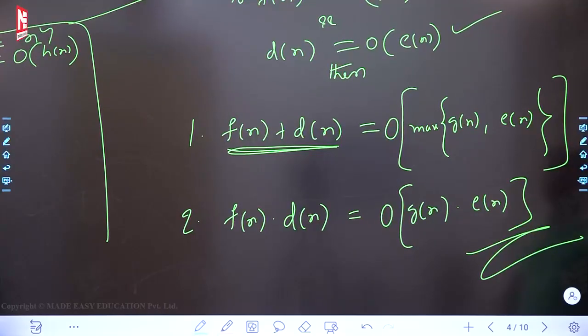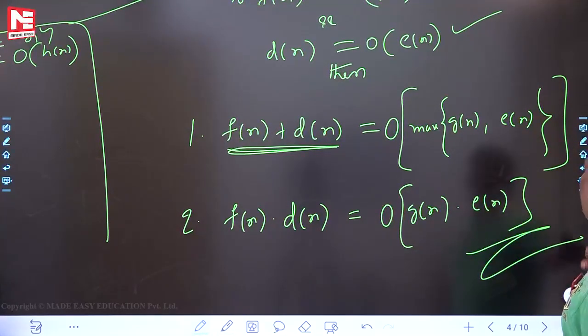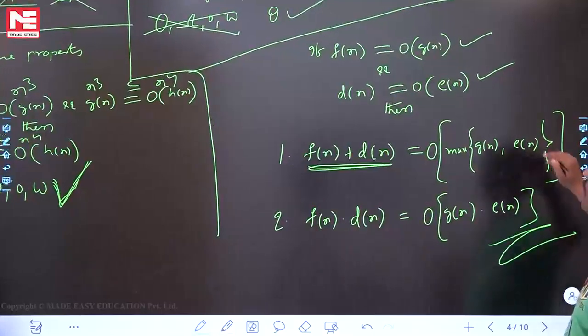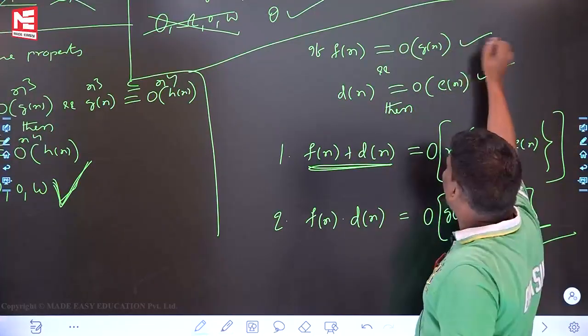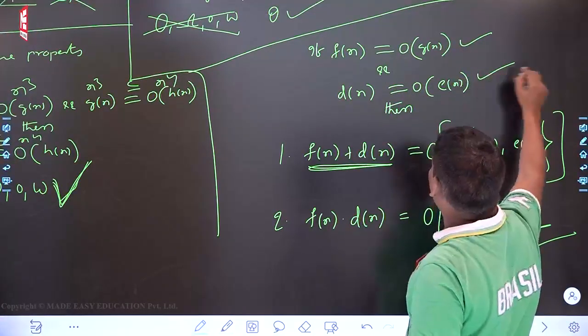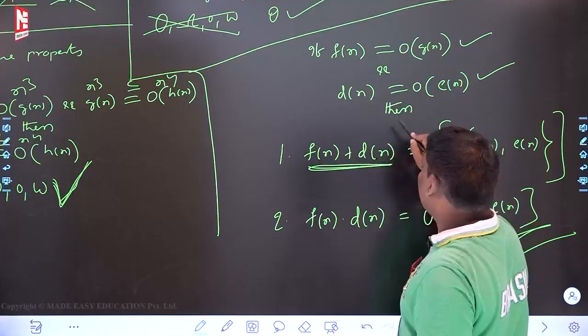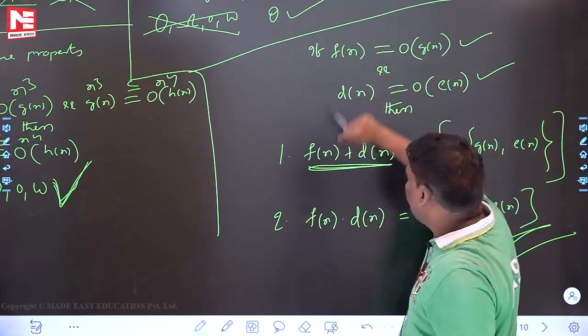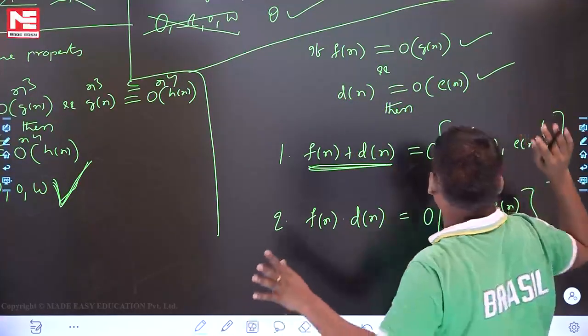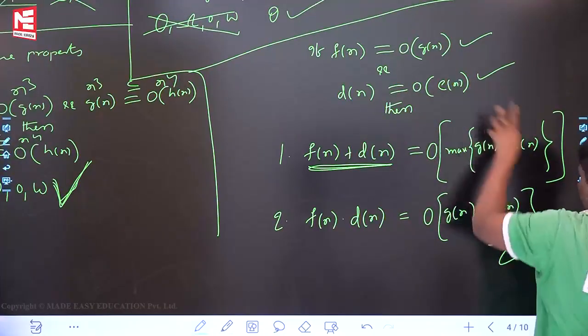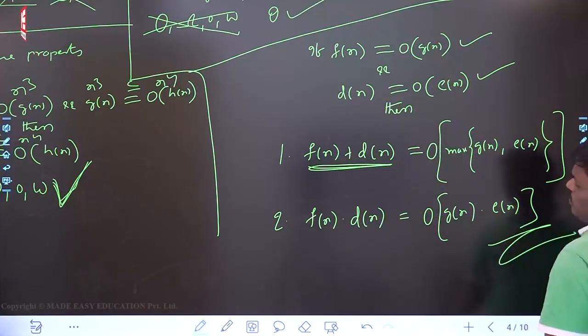Omega also you take care of, right? Big O I explained, omega you also take. It is a very, very important point. If f of n is big O of g of n, d of n is big O of e of n, then what about f of n plus d of n? If we add on the left side, what is the answer on the right side? On the right side, just take whichever is the maximum, to that big O.